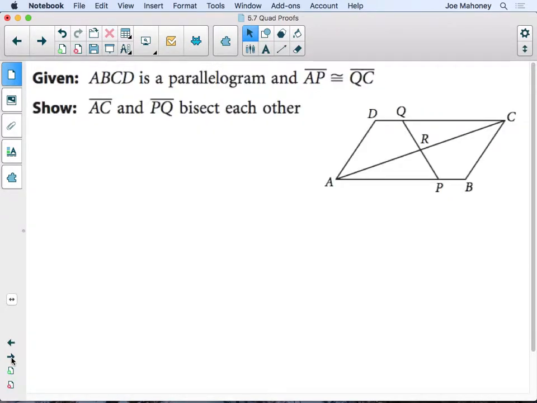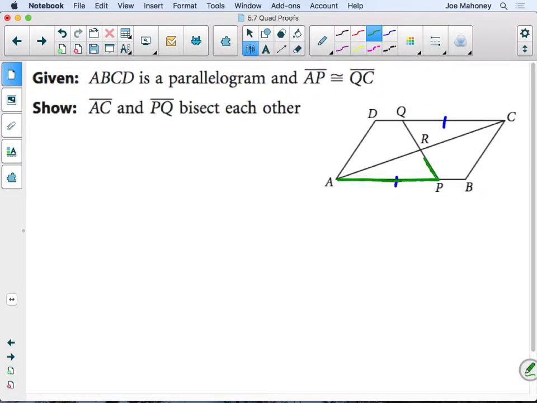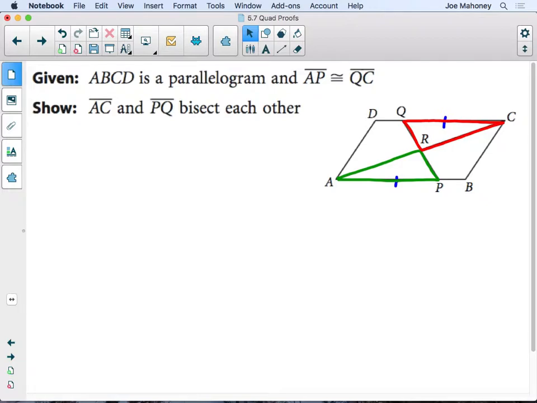Let's start with one that is a parallelogram. So we're told figure ABCD is a parallelogram. AP is congruent to QC. Let me mark AP congruent to QC. And I want to show that AC and PQ bisect each other. So I think my plan is going to be something like this. I'm going to try to show that green triangle congruent to this red triangle. That's going to be my plan. If I can show that those 2 triangles are congruent, then I know by CPCTC that AR and CR are congruent, and also PR and QR are congruent, and therefore AC and PQ bisect each other.